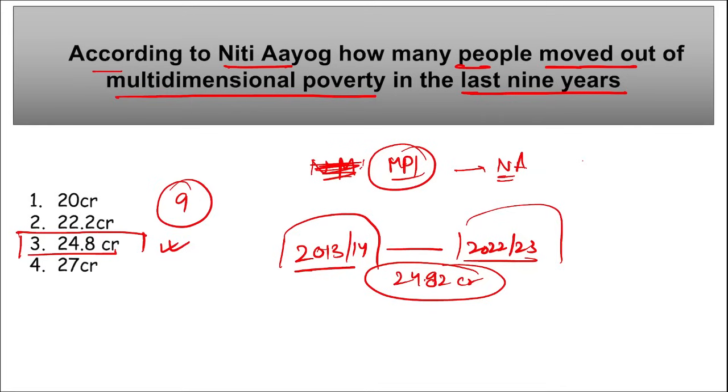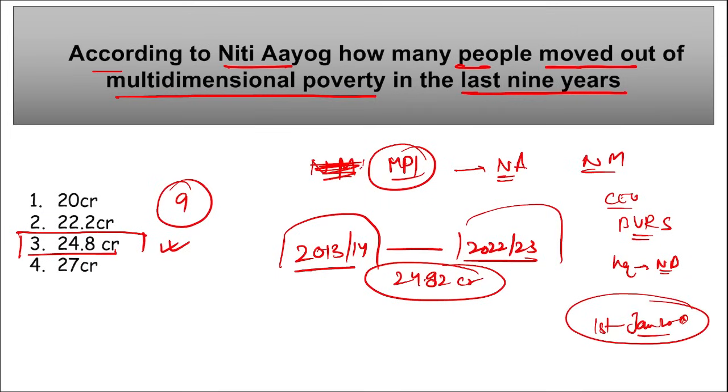Who is the chairman of Niti Aayog here? Narendra Modi. Chief Executive Officer is BVR Subrahmanyam. The headquarters of Niti Aayog is in New Delhi. Right? And when was Niti Aayog formed? On 1st of January 2015.